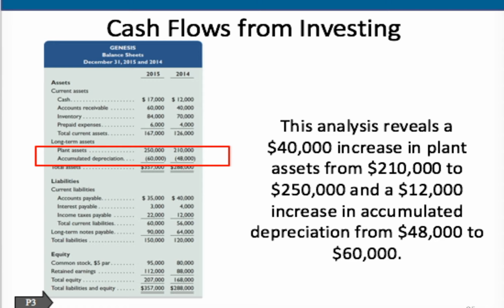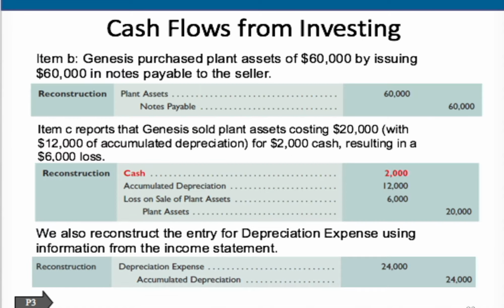Both of those transactions would be considered investing activities, and so are analyzed for their cash flow effects in that particular section. Plant asset transactions. The first stage in analyzing the plant asset account and its related accumulated depreciation account is to identify any changes in these accounts from the comparative balance sheets shown in this slide. This analysis reveals a $40,000 increase in plant assets, $210,000 to $250,000, and a $12,000 increase in accumulated depreciation, $48,000 to $60,000.